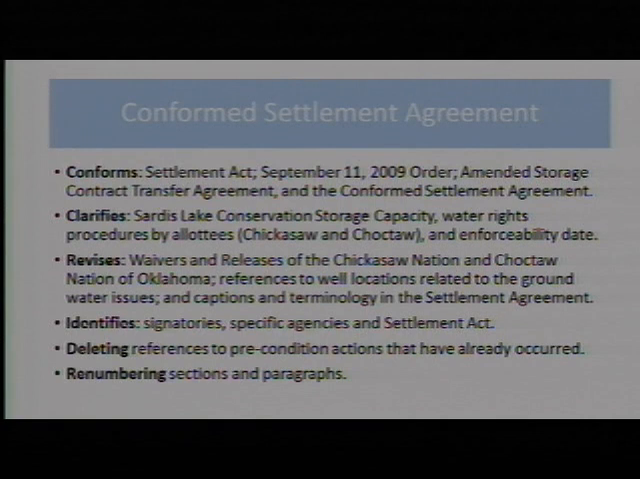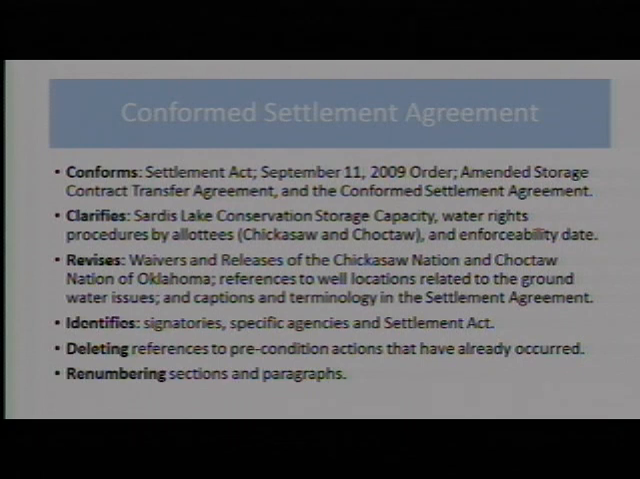The conformed settlement agreement clarifies the Sardis Lake conservation storage capacity, which is important in terms of the Water Trust, in that it designates what storage is included in the present water storage for which we are paying and what is in the future storage for which we will not be paying.